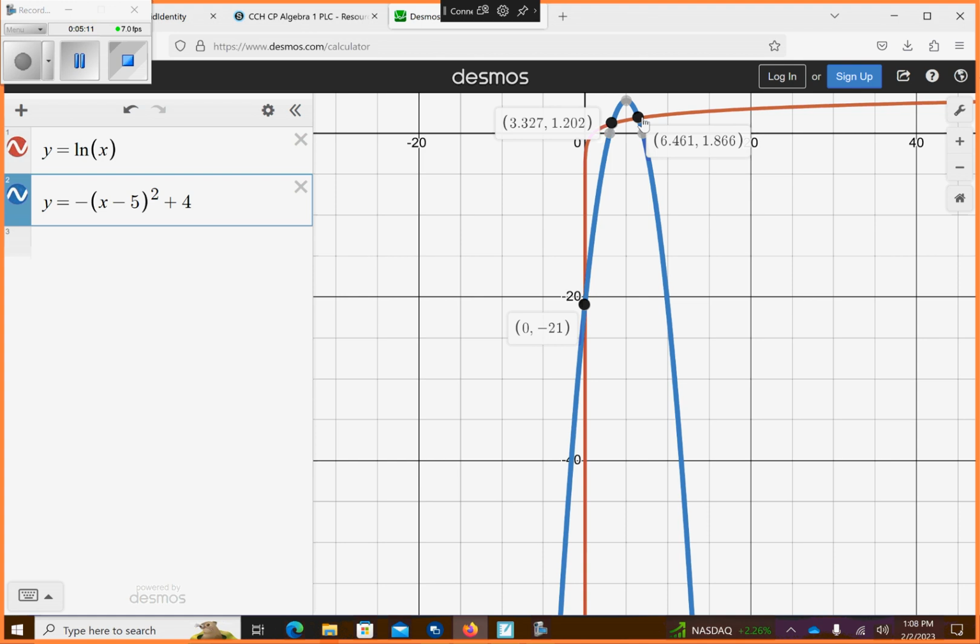Yeah, that's cuckoo math. I don't know. Anyone who mixes parabolas and natural log. Hey, so I have a question for you.